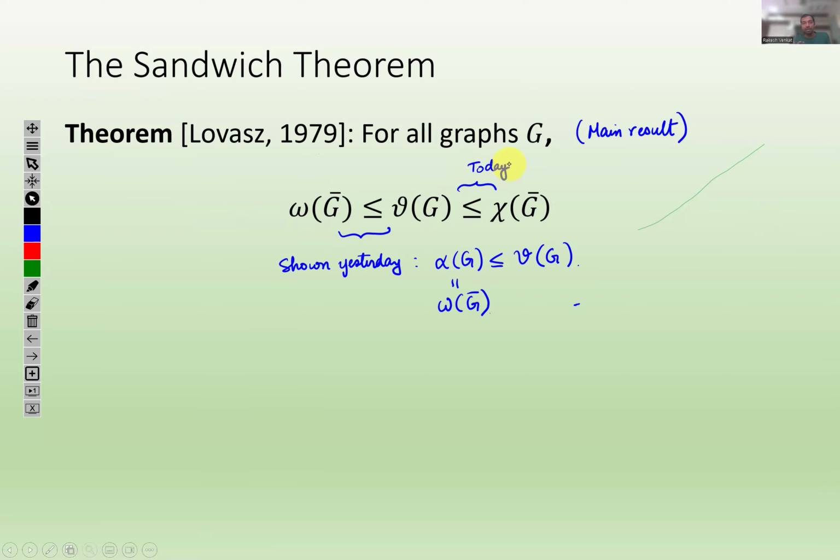Okay, and the way to show this, notice that this has got nothing to do with computation, but we'll take a detour through certain computational aspects of the theta function, and that will lead us to this result.